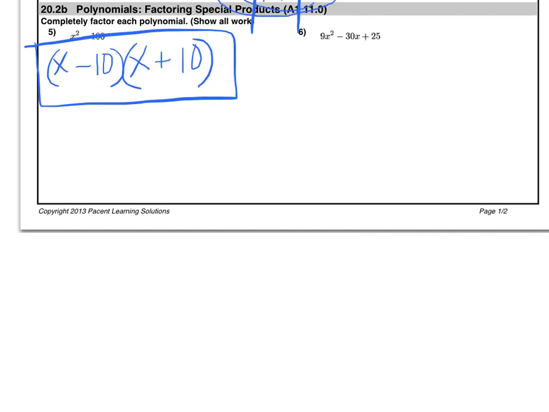All right, number 6. It looks like 9 is 3 times 3, but there's no 3 in 25. So this is probably as simple as it goes. So we're going to draw our chart and know that it multiplies to make 25. It's going to add to make a negative 30. And the first term is multiplying to make 9. So I either have a 1 and a 9, or I have a 3 and a 3. And for 25, I either have a 1 and a 25, or I have a 5 and a 5. And I can see right away that.